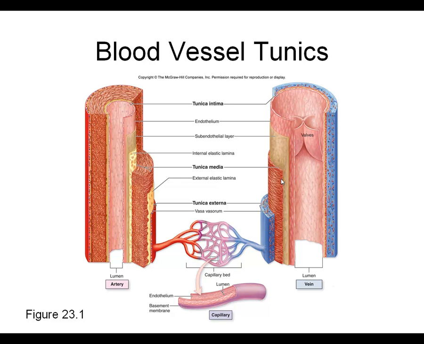So the tunics, which are the layers, will be classified into tunica externa, that's the outer layer, and then tunica media, that's the middle layer, and tunica interna, or intima, that is your very inner layer. Okay, so let's look at the tunica externa first. The tunica externa will be connective tissue lining the blood vessel from outside.